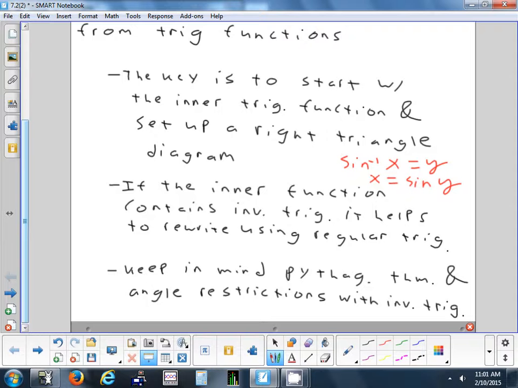And the last thing that'll come in handy is the Pythagorean Theorem. And we'll keep in mind any angle restrictions that we have with inverse trig. For example, inverse sine is between negative 90 and 90. Inverse cosine, 0 to 180. Inverse tangent, negative 90 to 90. But be careful with the asymptotes. You can't include the endpoints. If we need to, we'll go back to that page in the previous section where we have all that stuff written down.